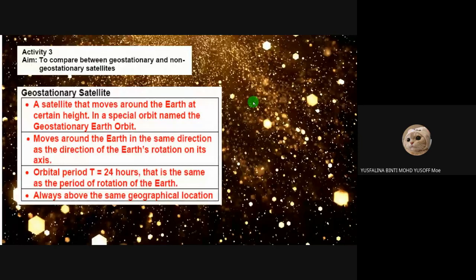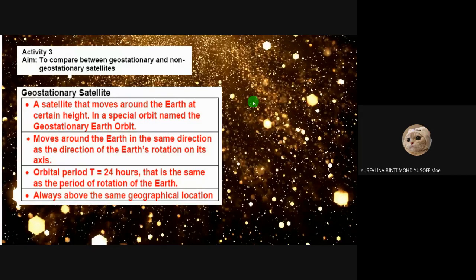The geostationary satellite is the satellite that moves around the Earth at a certain height, in a special orbit named the geostationary Earth orbit. It will rotate at a certain height, and the orbit that it rotates in, we call a geostationary Earth orbit. It moves around the Earth in the same direction as the direction of the Earth's rotation on its axis.